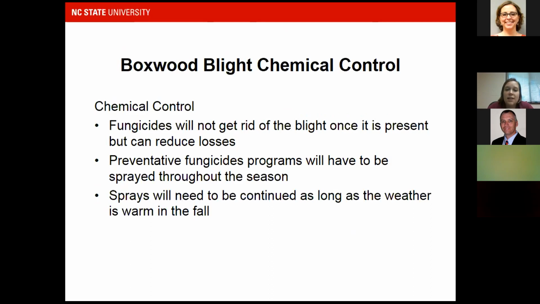And then as far as chemical control, it's important to note that the fungicides will not get rid of the blight once it is present, but they can reduce some of the losses. If you're using a preventative fungicide program, it will have to be sprayed throughout the season, so you'll have to do continuous sprays. And the sprays will need to be continued as long as the weather is warm in the fall. Especially this last year, it remained warm for quite a bit into the fall, so you would have to keep managing the disease until it actually gets cold temperatures out.